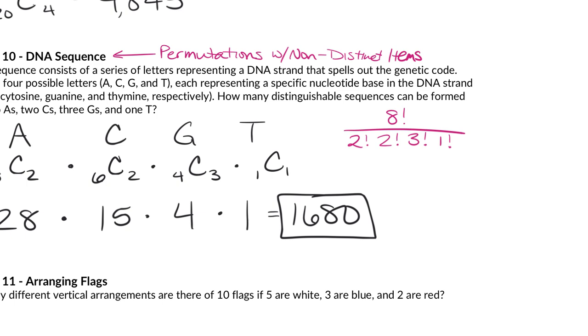When you calculate this, we should get the same number. So this formula that we were given on the formula sheet does make sense if we're choosing of the 8 to be A's, 2 of them, choosing 2 to be C's, choosing 3 to be G's, and choosing 1 to be T. This formula makes sense, and it works.